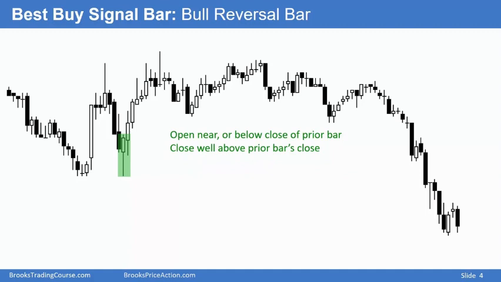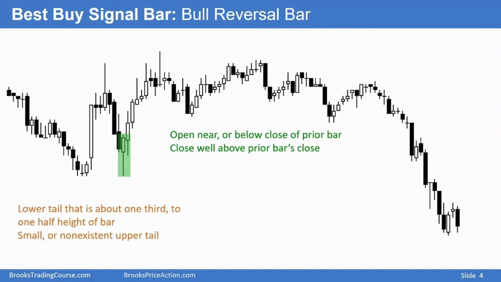A trader sees that bar. He sees the context, a double bottom major trend reversal. He places a buy stop to go long and gets filled here. He places a buy stop to go long above the high of the buy signal bar, and he gets filled on the next bar as it goes above the high of the signal bar.